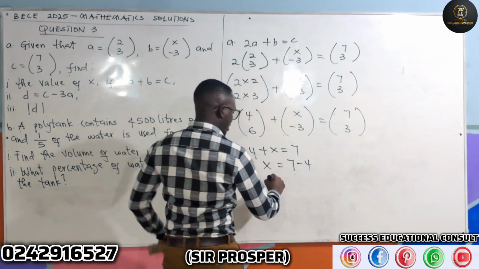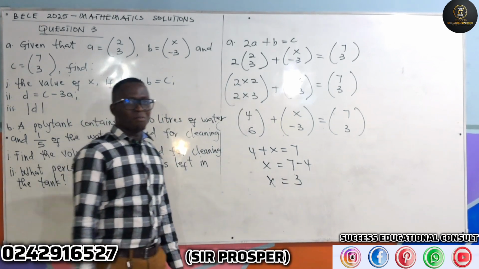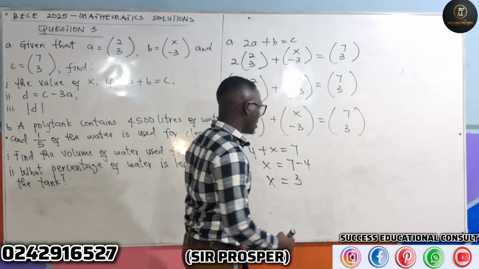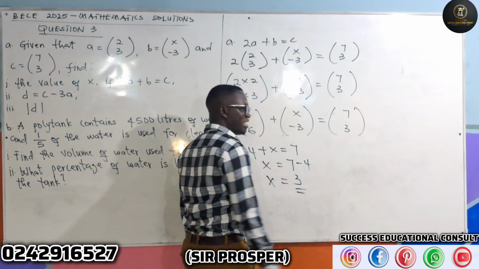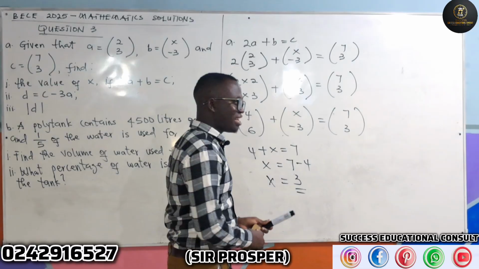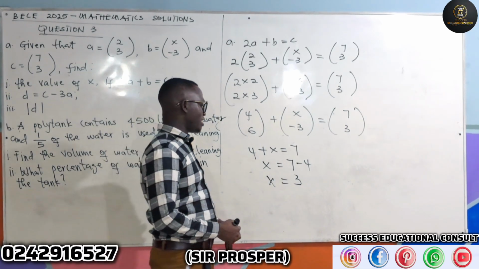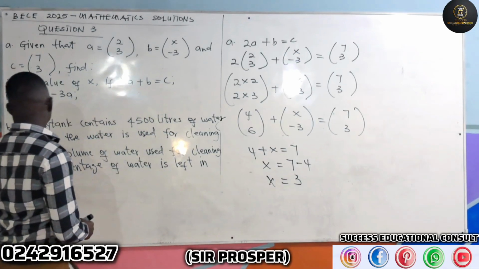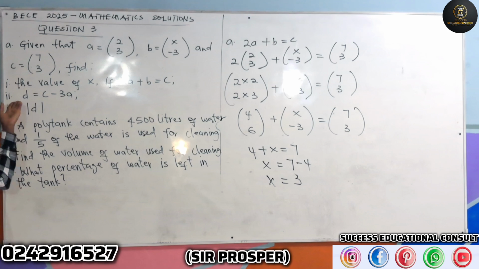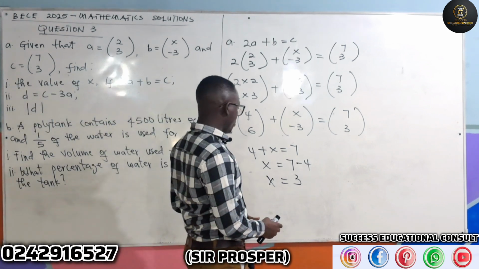So the value of x is 3. Most of the time students would like to analyze this way. It doesn't make sense. It is not needed at all. So just leave your answer as it is and move on. Let's come to II. II says you should find the value of D, which is equal to C minus 3A. So let's move on.